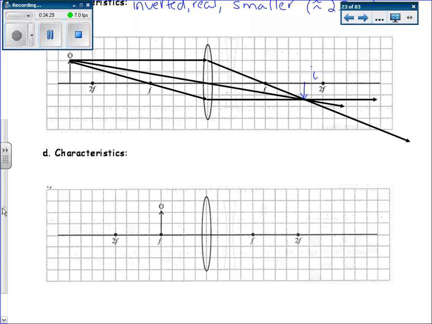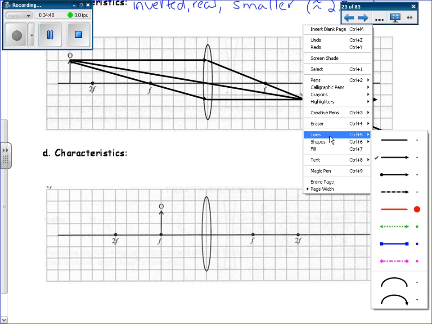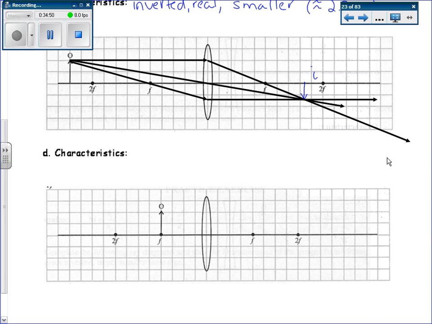Okay, now we have, again, a convex lens with the object right on the focal point. So that means we can't do the ray where it goes through the focal point and refracts parallel. We can only do the ray where it goes parallel and refracts through the focal point on the other side, and then the one through the center.